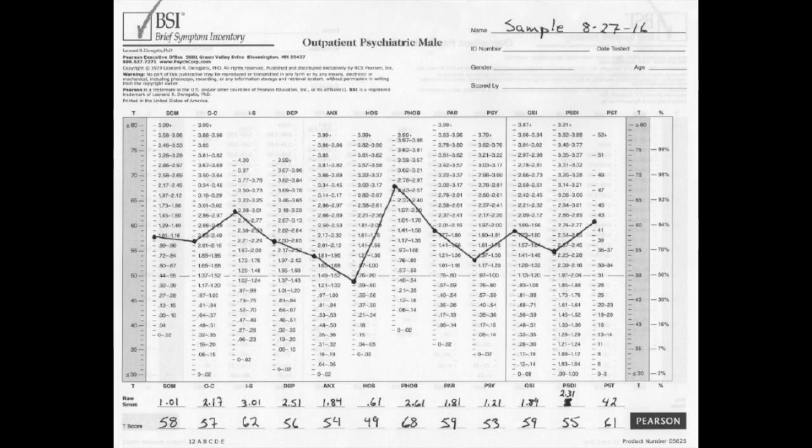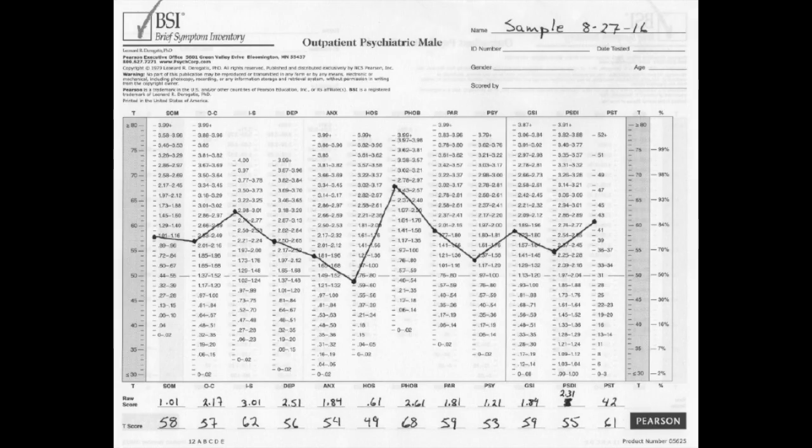Well, Hostility, HOS, at 68 is definitely noteworthy. That's almost 2 standard deviations above the mean for that norm group, suggesting significantly more hostility reported than average. Obsessive-compulsive OC at 62 and phobic anxiety, PHOB, at 61 are also clearly elevated, more than 1 standard deviation above the mean. And the PST.